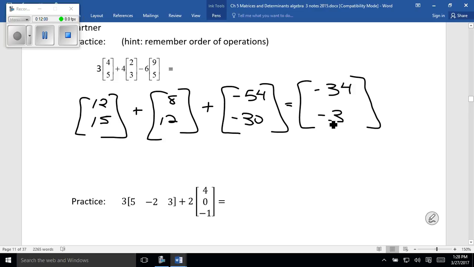Okay, next one. What do you got, Tyler? No solution. Very good. Why? These are not the same. They are not identical. Even though they have the same number of elements, they do not have the same positions. No solution, no work required. Everybody good?